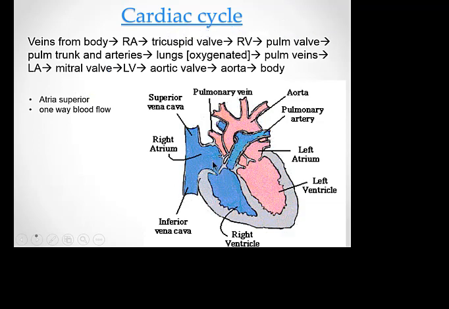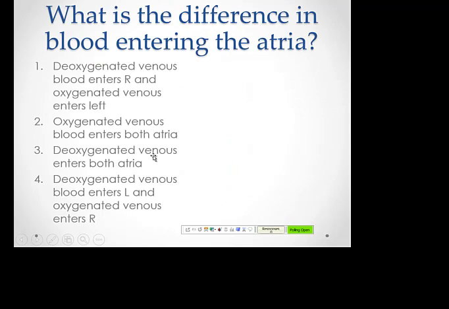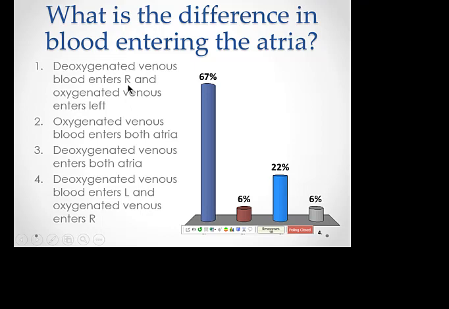So having paid attention to this picture, let's answer this question. What is the difference in blood entering the atria? Okay, most of you got this right. Deoxygenated venous blood enters the right atrium and oxygenated venous blood enters the left.